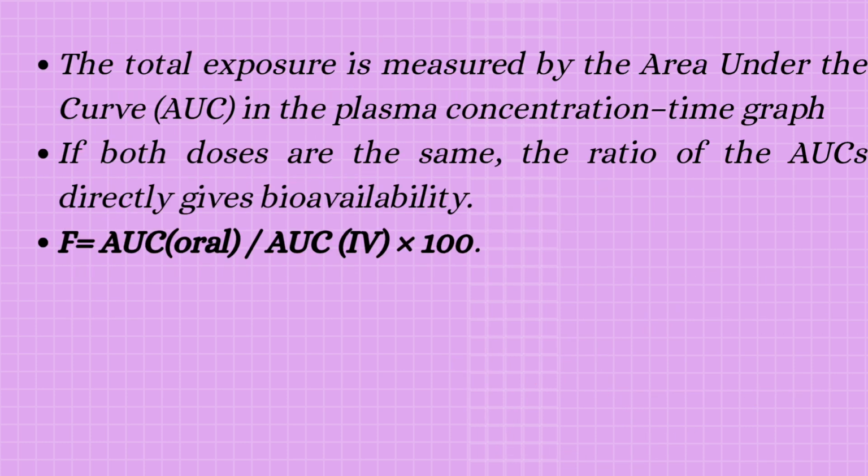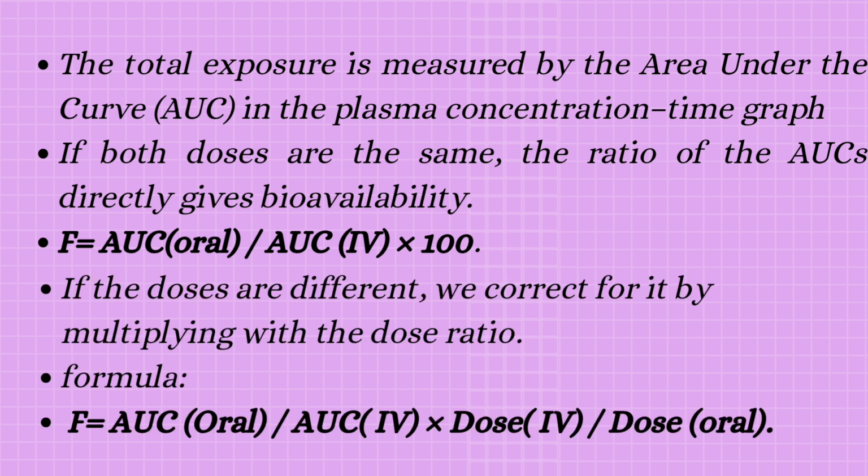To find the bioavailability of an oral drug, we compare the total drug exposure in blood after oral and IV administration. The total exposure is measured by the area under the curve, AUC, in the plasma concentration time graph. If both doses are the same, the ratio of the AUCs directly gives bioavailability. We use this formula. If the doses are different, we correct for it by multiplying with the dose ratio. That gives us this formula.